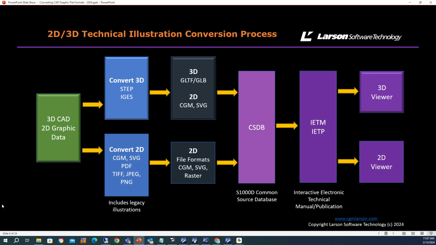As we go down the line, you would also store these files somewhere, probably in a database. In S1000D that would be a CSDB. And from there, you would go into your web browser or IETM to display that to the end user, be it a 3D file or a 2D file. But to do that, we usually would have to do some kind of conversion to the file.